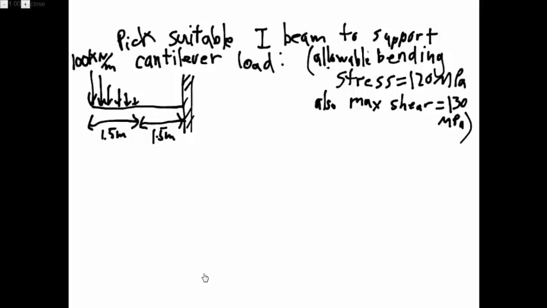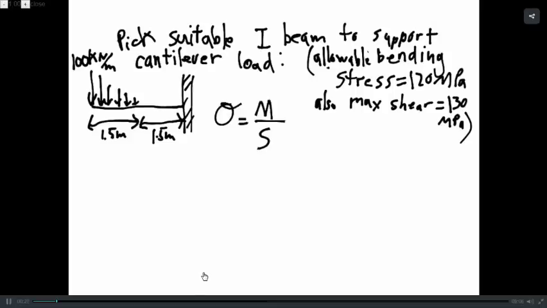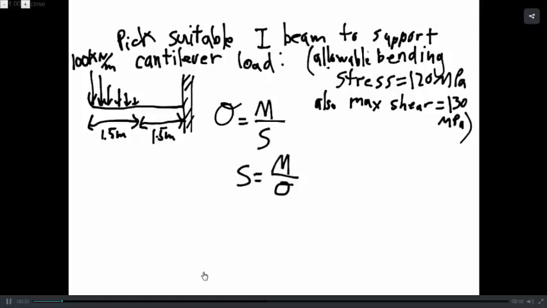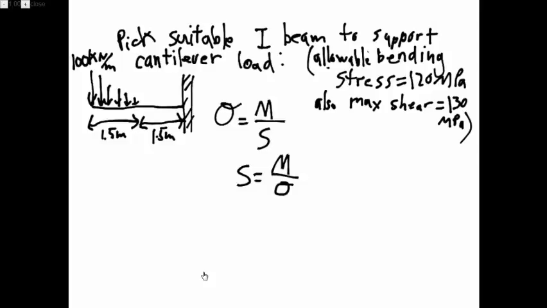So the first thing I want to do is find the minimum value for section modulus. That's S. This equation should look familiar. Let's rearrange it for S. We are given the allowable stress here, but we just have to find the maximum value of moment in our setup. It's cantilevered, so we know that the maximum moment is going to occur right next to the wall here.